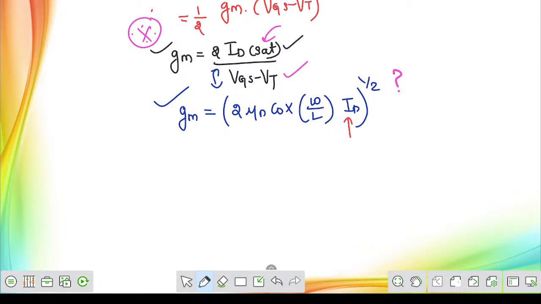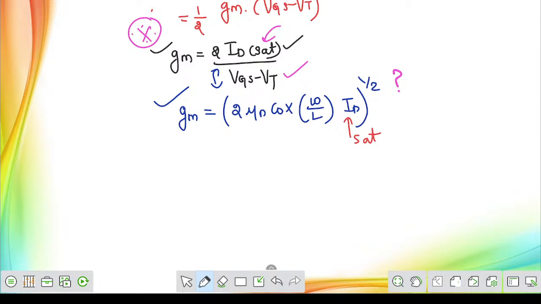What is the formula, sir? 2 times mu n C ox W by L into ID, where ID is the saturation current, whole power 1 by 2. That is also another formula to calculate the value of transconductance from the saturation current. Okay, so don't forget whatever things they have given. These are the only types of questions that will be asked in the examinations.